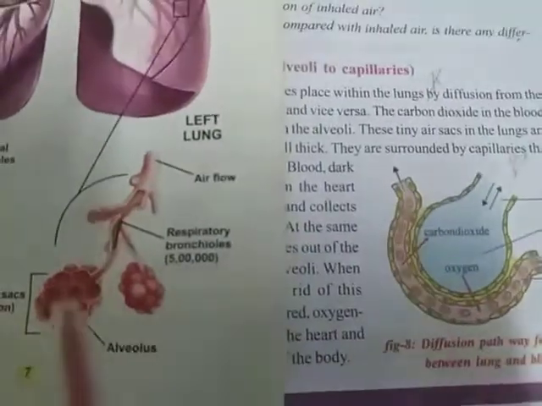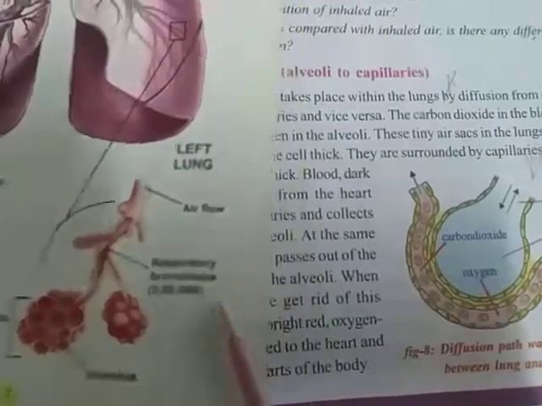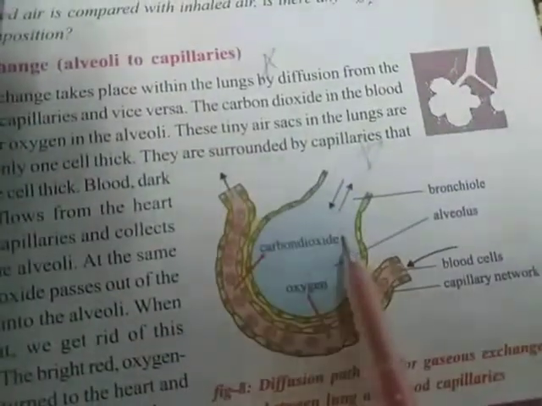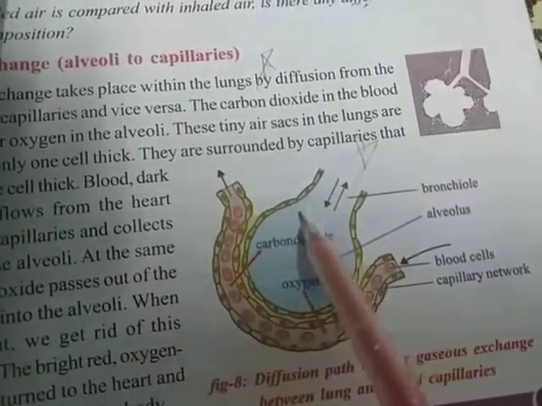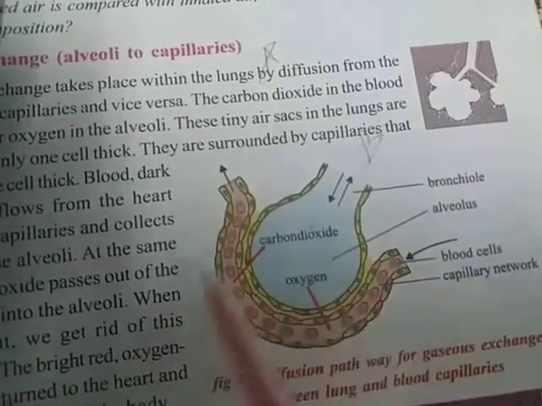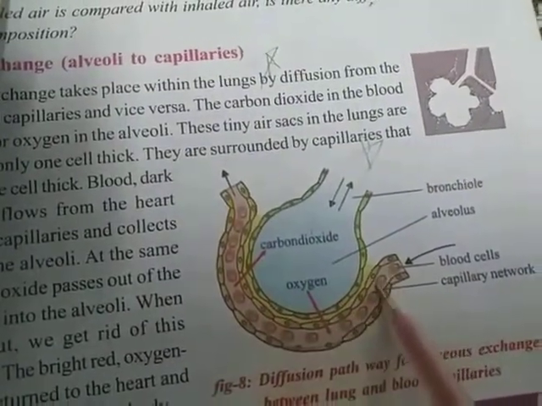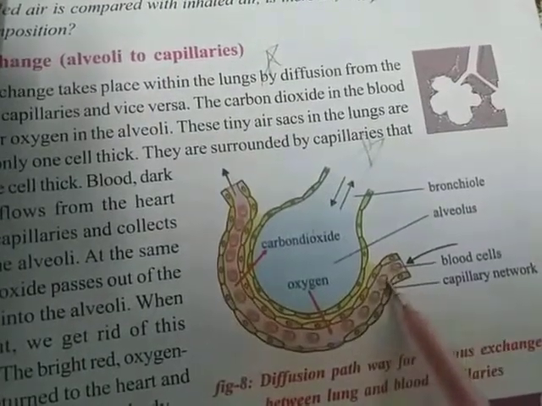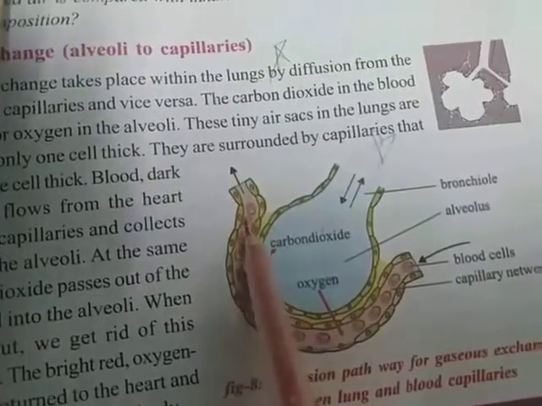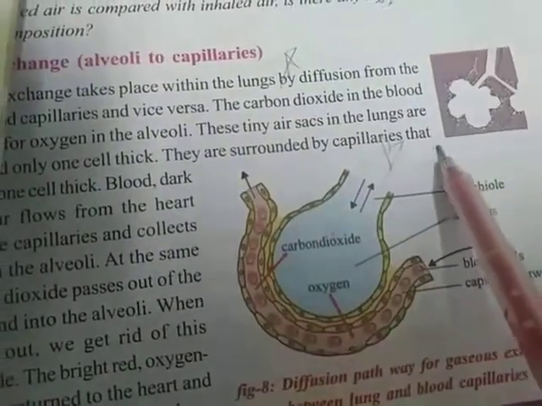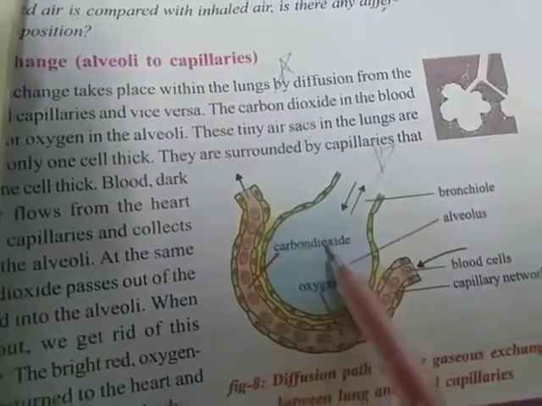Okay children, look at this. So here so many alveoli sacs are there. Out of these, we will consider one sac. This is one alveoli sac or alveolus. This alveolus is covered by a capillary network. Capillary networks means smaller blood vessels. In blood vessels there is a chance to see blood cells. So imagine these red colored ones are blood cells.